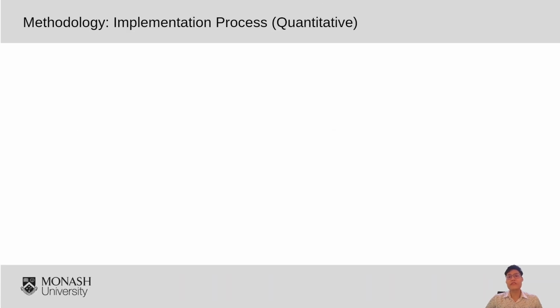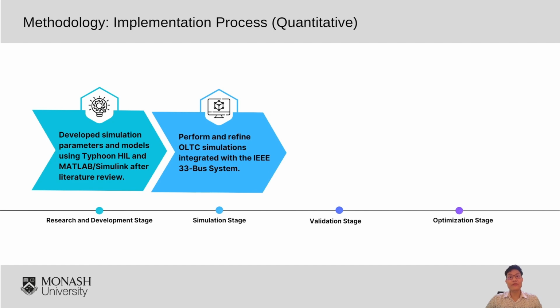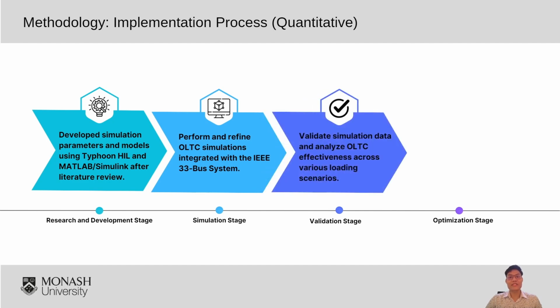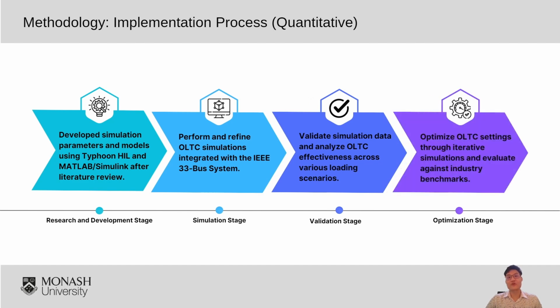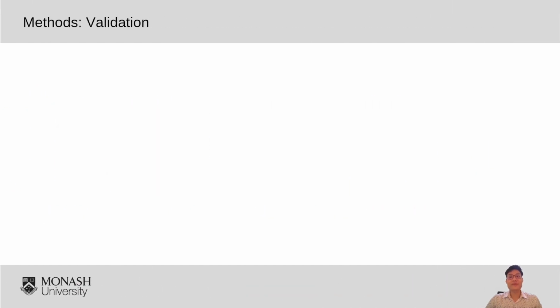So, how are we planning to achieve our project aims? We start by developing the simulation models using Typhoon Hill and MATLAB. Next, we will integrate the OLTC model into the bus system model. Then, we will validate the result by testing how the OLTC performs under different scenarios. And finally, we will optimize the settings through repeated simulations. Now, how do we test whether this OLTC model is actually working when integrated into the bus system?